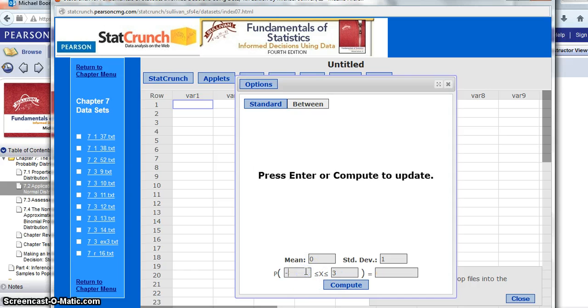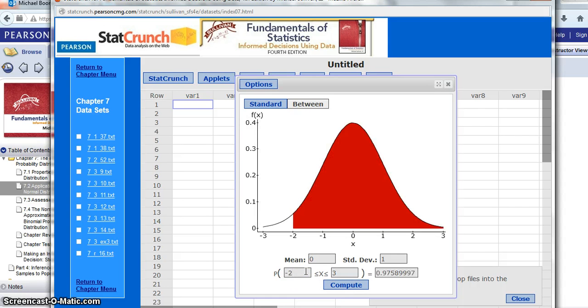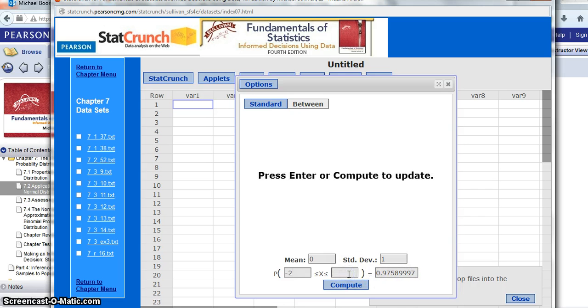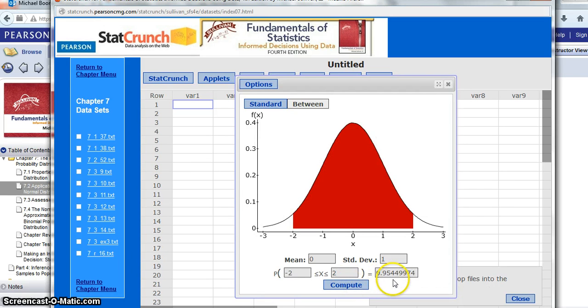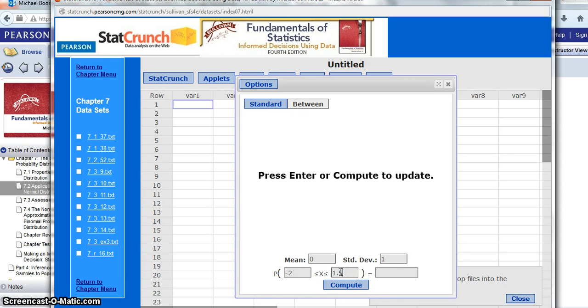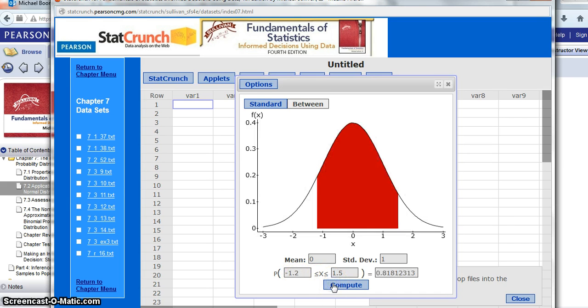We could change this however we wanted to, and it will give us the picture and tell us the area. If we look in between ±2 standard deviations, again it should be 95% based off the empirical rule. But now I can look at different values that the empirical rule did not give us, and we'll find the area in between the curve.